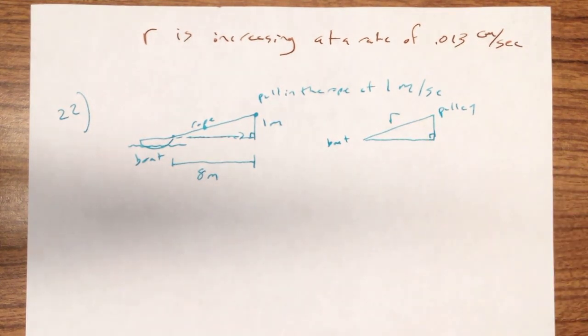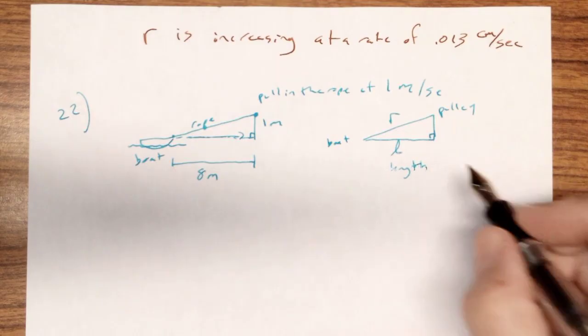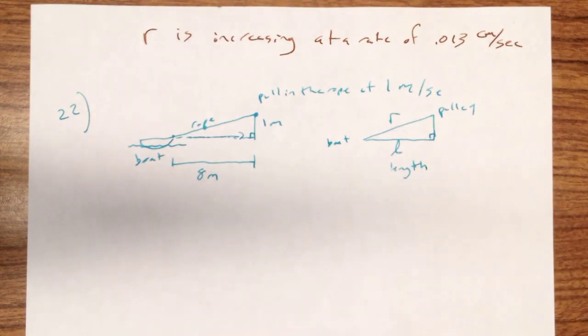I don't want to use D for distance. I'm going to use L for length. Because otherwise it's DD, and that just bothers me. So I'm not going to use D. Okay.